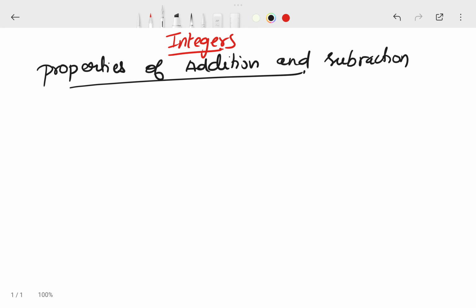Good day everyone. Today we are going to learn about integers from class 7 chapter 1. Under that, we are going to learn about properties of addition and subtraction of integers.